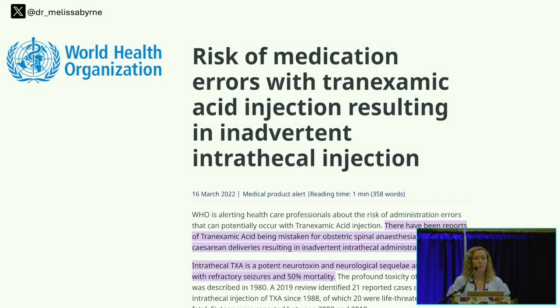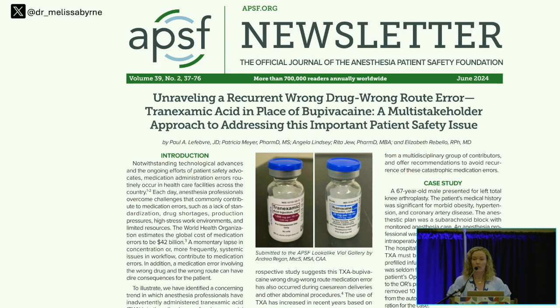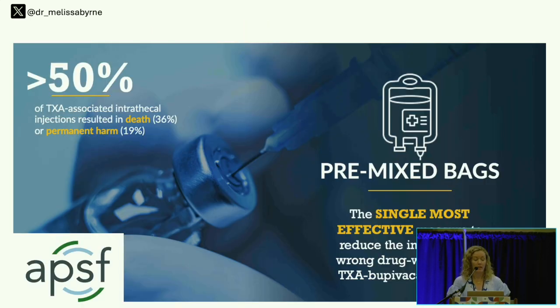And while wrong route errors continue to occur, despite our repeated warnings, it's up to us to be vigilant to prevent this. The World Health Organization went so far in 2022 to draw attention to reports of tranexamic acid that was being injected intrathecally for obstetric spinal anesthesia. Now, this comes with a 50% mortality rate and significant morbidity to those who survive. This very recent newsletter from the APSF also addressed the inadvertent administration of tranexamic for bupivacaine intrathecally for a patient presenting for a total knee. The APSF has advocated that pre-mixed bags can be the single most effective measure to avoid these wrong drug, wrong route administering errors.